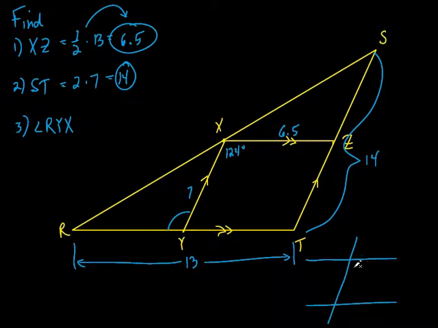So what is that 124? That's that 124 right there, isn't it? And what is this angle that we're trying to find? It's this one right here. What's the relationship between these two angles? They're alternate interior angles, aren't they? All right. So if this is 124, what's this going to be? It's 124 degrees as well.